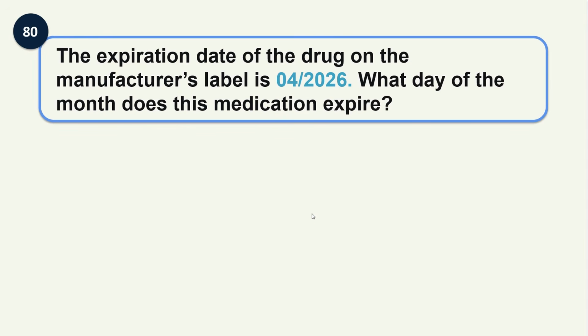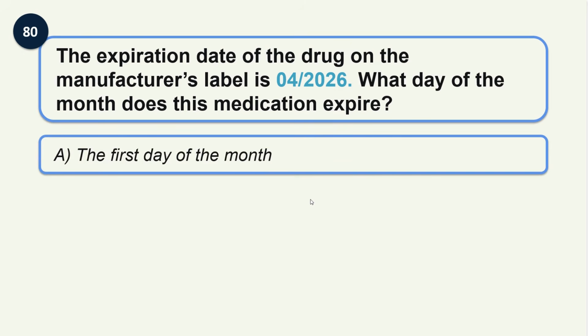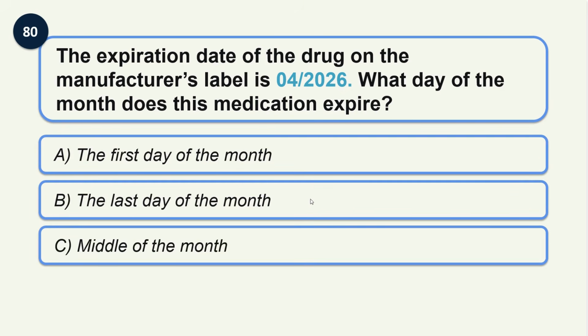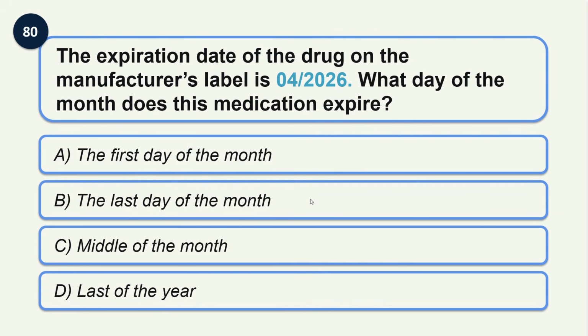Next, the expiration date for the drug on the manufacturer label is 04/2026. What day of the month does this medication expire? The first day of the month, the last day of the month, middle of the month, or last day of the year. Correct answer is last day of the month.